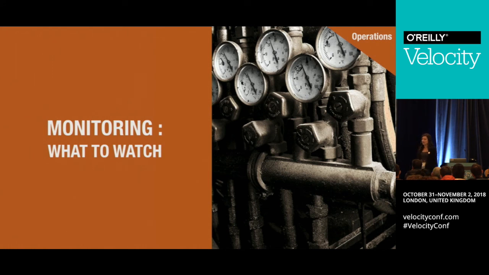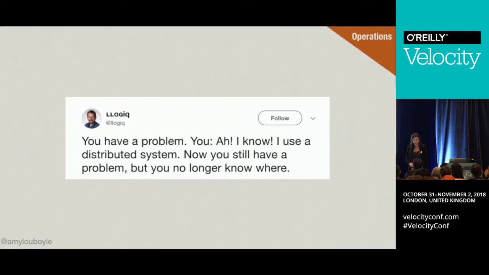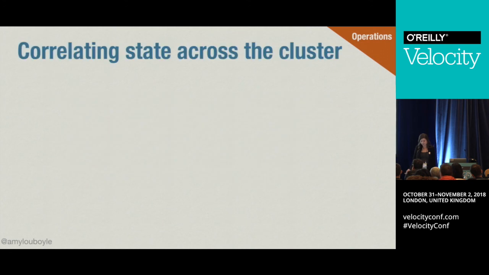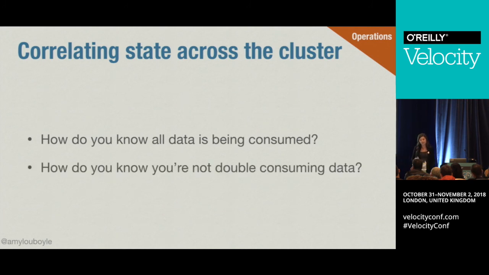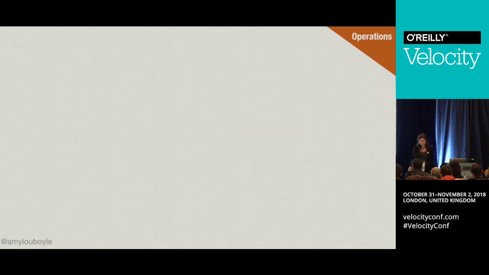Because we're DevOpsing, that means we're in charge of making sure our system is observable and that we have adequate monitoring in place. Keeping track of what's happening in a distributed system is a little more complicated than monitoring response times and CPU usage. We need to be able to collect data that we can aggregate and facet that's going to tell us about the state of the cluster in general. Some questions we might want to ask ourselves are, how do we know our data is being consumed? How do we know we're not double consuming data?